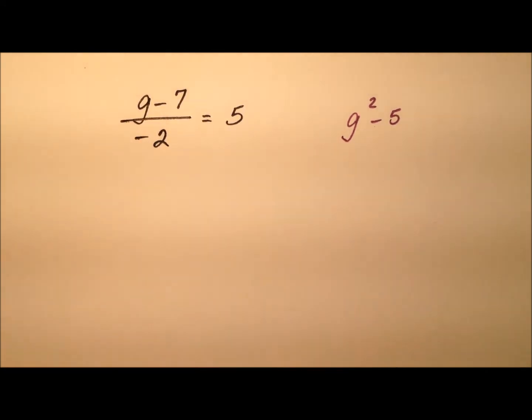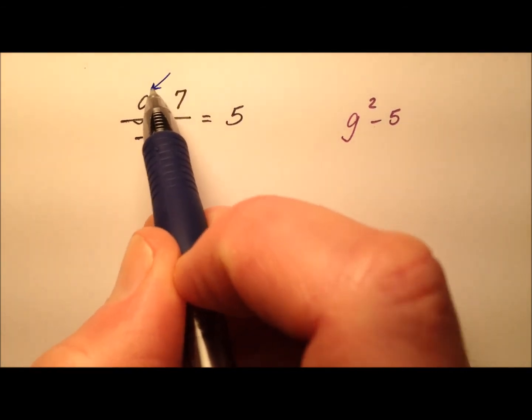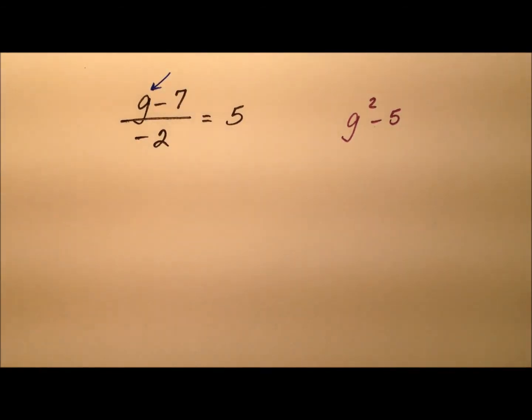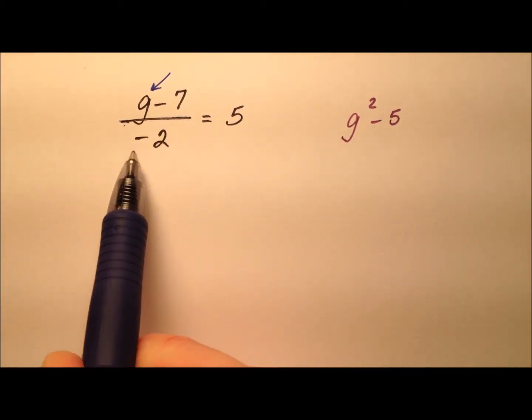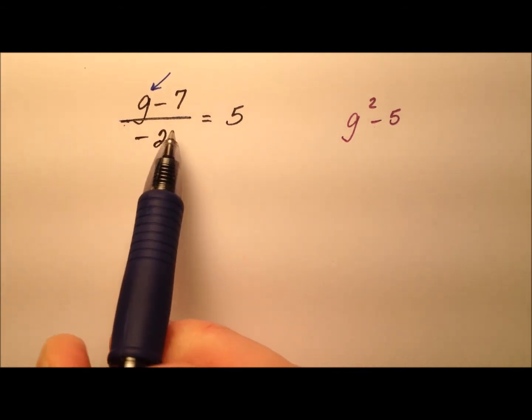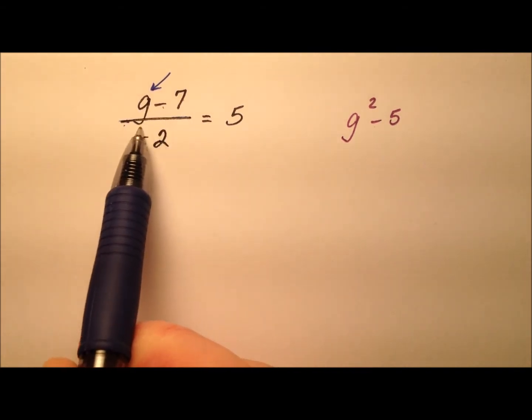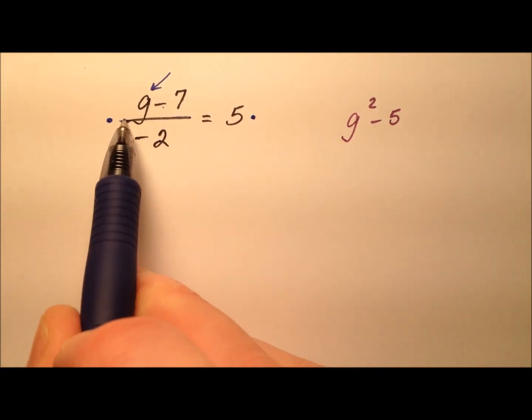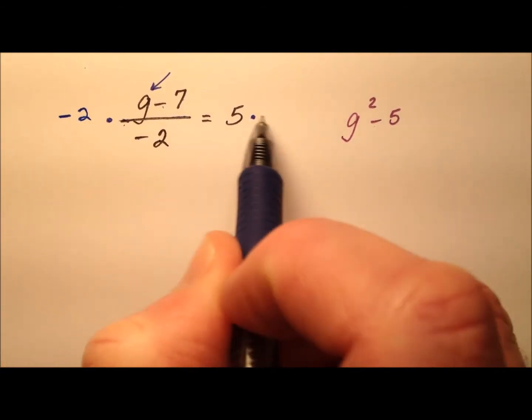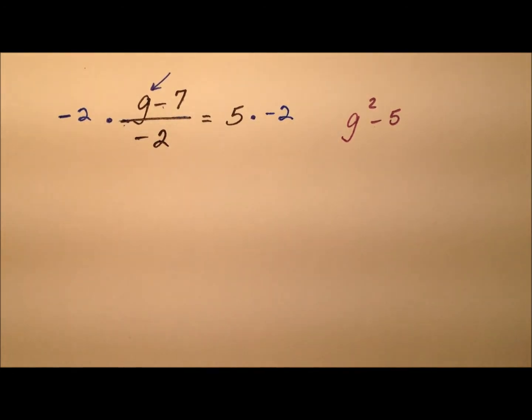Okay, so looking at this equation, we're trying to isolate this g variable, so we can say g equals and then have its value. Right now, it looks like we have this big fraction though on the left side with negative 2 in the denominator, or we could say that g minus 7 is being divided by negative 2. So let's go ahead and do the inverse operation of division, and let's multiply both sides by negative 2.